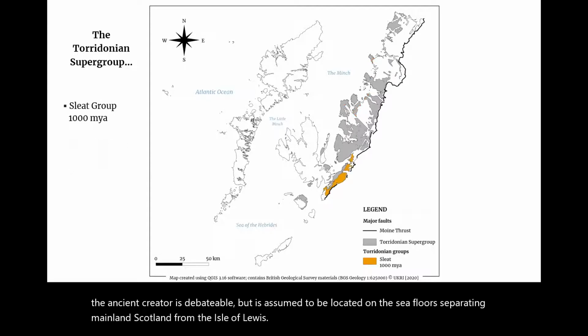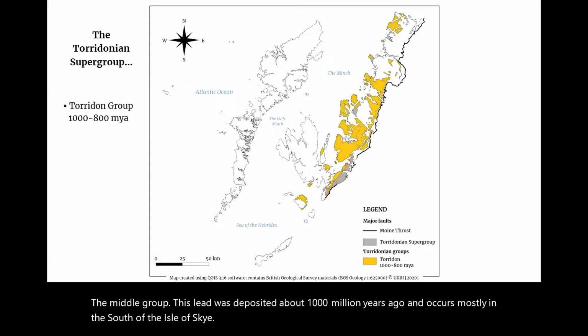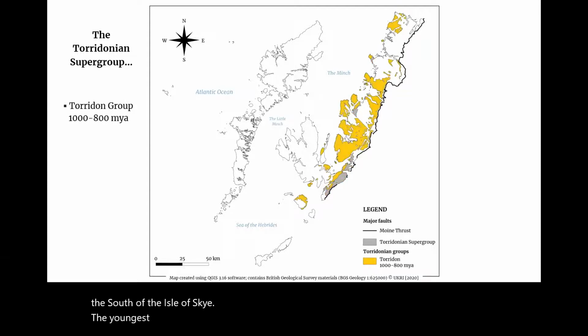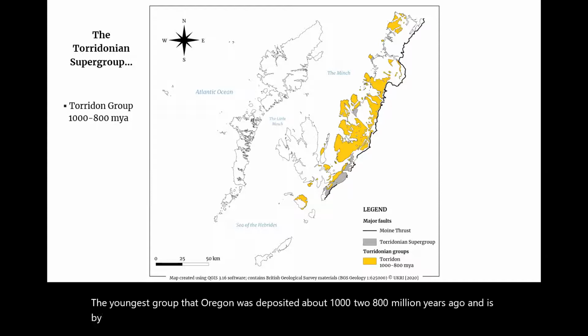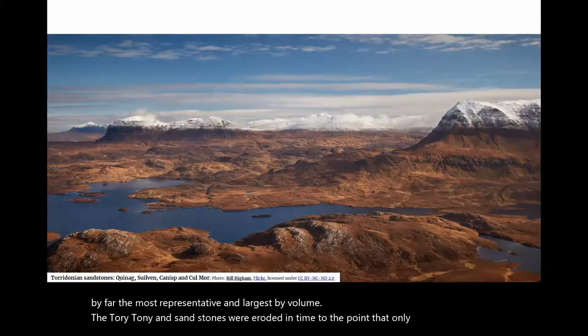The middle group, the Sleat, was deposited about 1,000 million years ago and occurs mostly in the south of the Isle of Skye. The youngest group, the Torridon, was deposited about 1,000 to 800 million years ago and is by far the most representative and largest by volume. The Torridonian sandstones were eroded in time to the point that only isolated mountains remain in place.